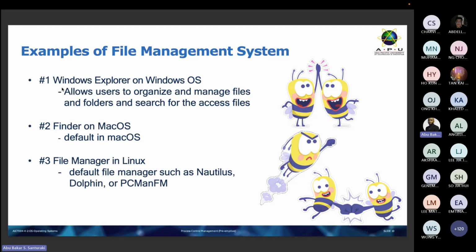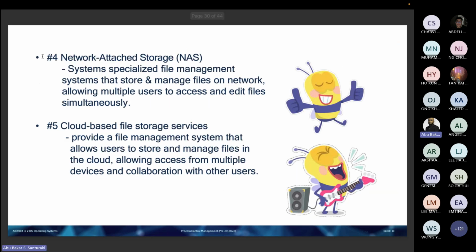On Windows, it's called the Explorer. So if you're using a Windows computer, your file manager is the Explorer. If you're on a Mac, which I am, it's called the Finder. And if you're on Linux, it's called the File Manager, basically. There's also what we call network attached storage. This is a storage device that is physically connected to a network that you can access.